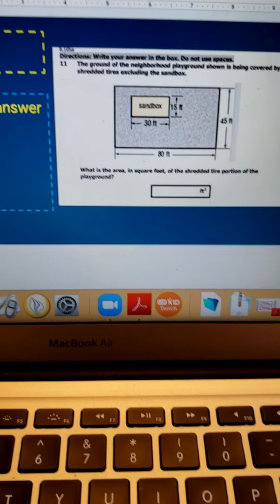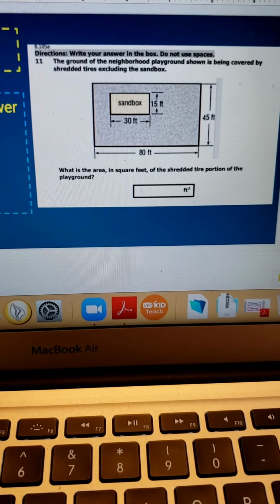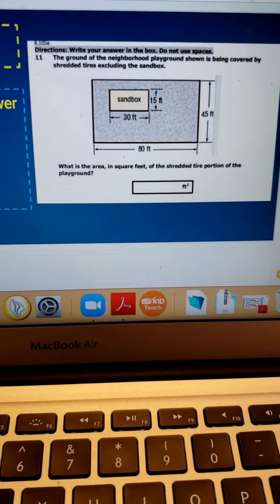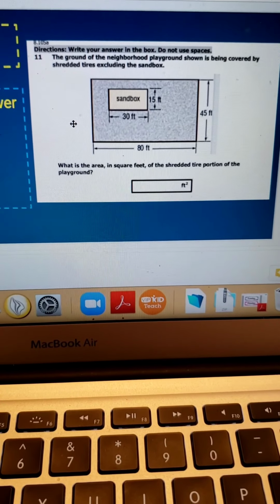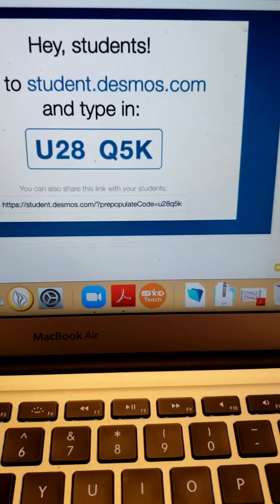Okay, for this one, I'm going to give you a hint. I want to see how well you can work it out. You've got 2 rectangles. You got to figure out if you're going to add it together or subtract it. Make sure you look at the question and figure out what it is asking you.